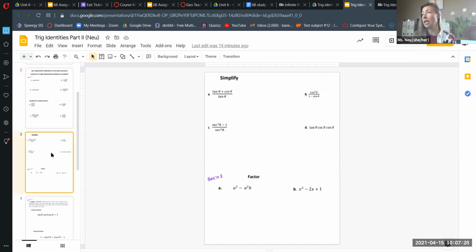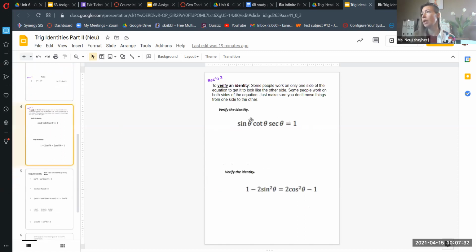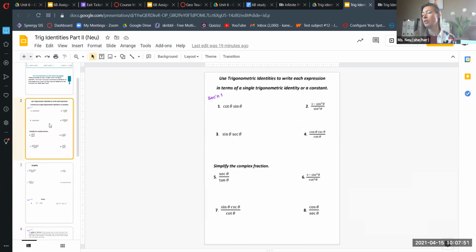And then we're working up to section 3, which is verifying identities, and we want to show that this is actually true. It's kind of like a little mini proof. You are proving that this is always true using the identities that are provided. So let's start up here with section 1, number 1.